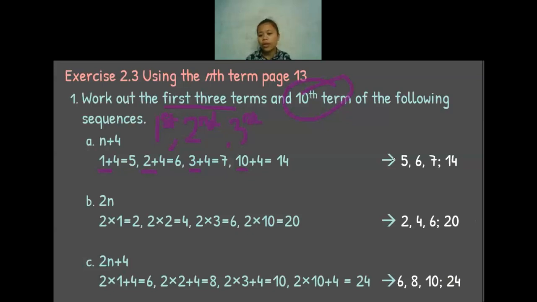Is there anyone having a question before I move to 1DEF? Is there anyone having any question? Hello? Is there anyone having any question so far? No question for sure? Okay.